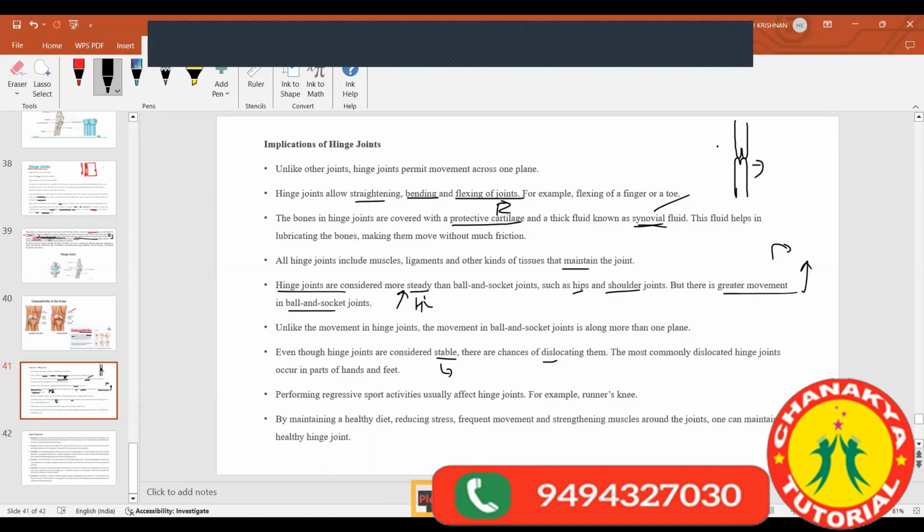After falling down or some sports activity, something would have happened and this bone would have dislocated. It becomes slightly displaced. This should meet perfectly together, but here you can see it is dislocated, right? This kind of condition can happen in hinge joints. Dislocation is possible in hinge joints. Whatever it is, hinge joints are considered the most stable, but still dislocations are possible.